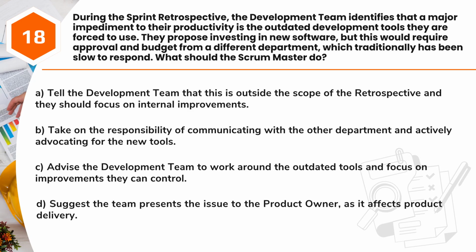A. Tell the development team that this is outside the scope of the retrospective and they should focus on internal improvements. B. Take on the responsibility of communicating with the other department and actively advocating for the new tools. C. Advise the development team to work around the outdated tools and focus on improvements they can control. D. Suggest the team presents the issue to the product owner, as it affects product delivery.